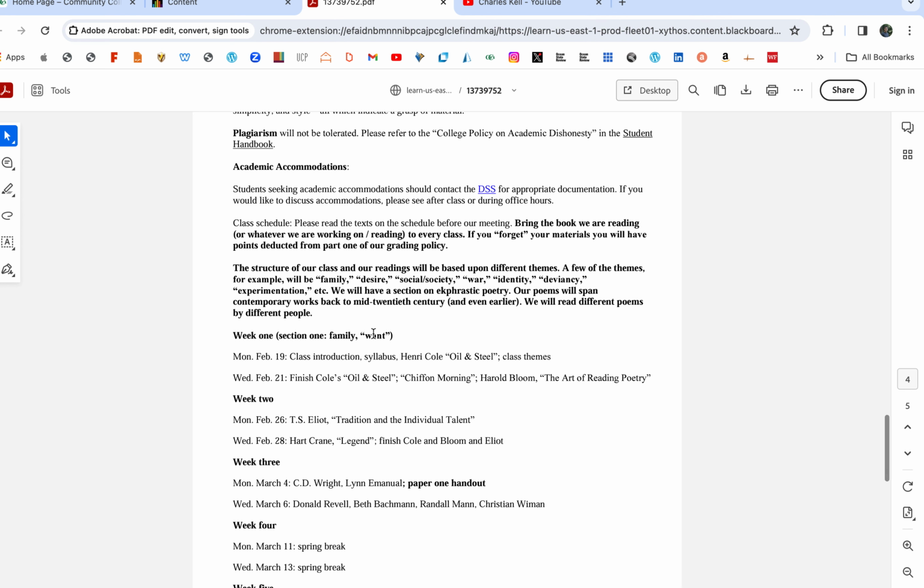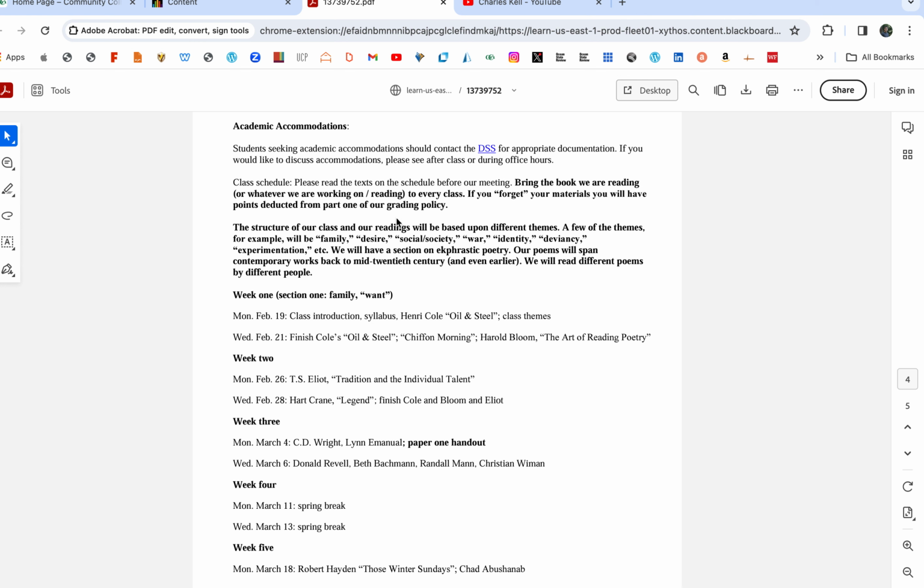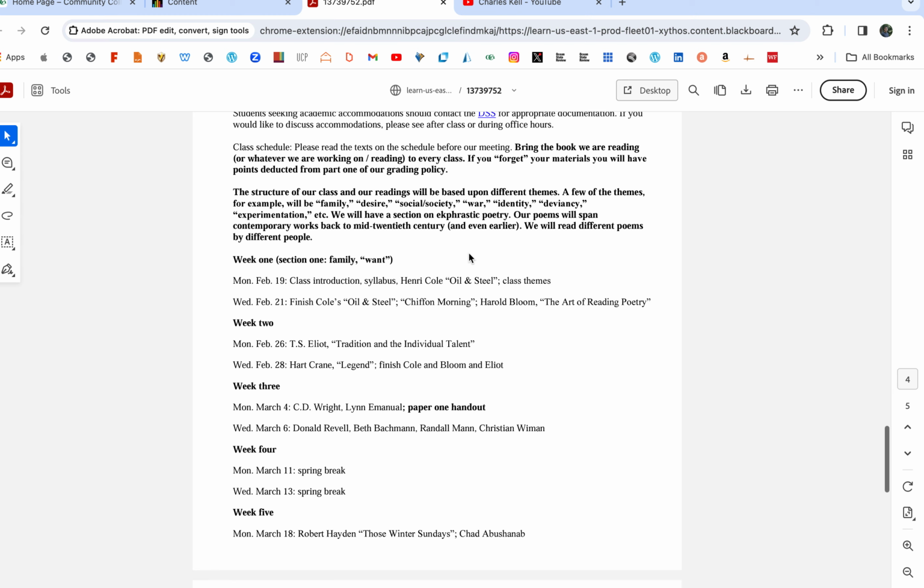The structure of our class and our readings will be based upon different themes that branch out from the Hunger Artist idea. A few of the themes, for example, will be family, desire, social, society, war, identity, deviancy, experimentation, etc. We will have a section on ekphrastic poetry, which is poetry about art. Our poems will span contemporary works back to mid-20th century and even earlier.